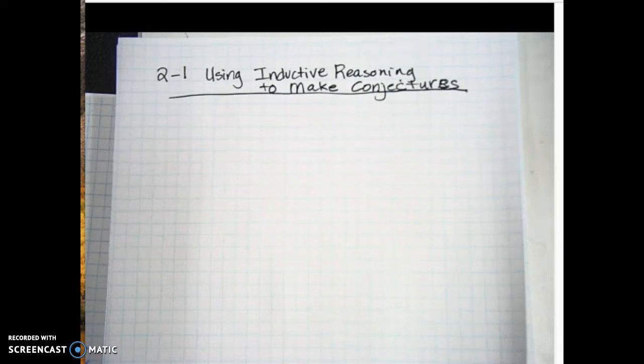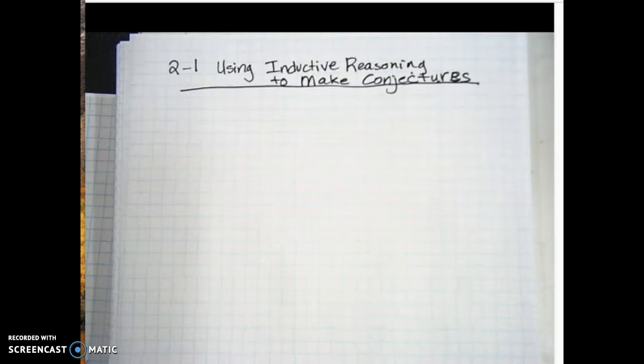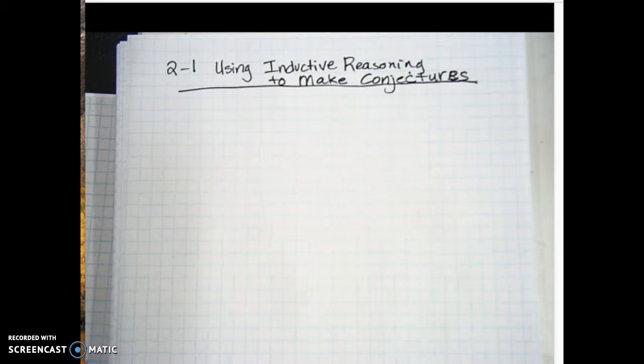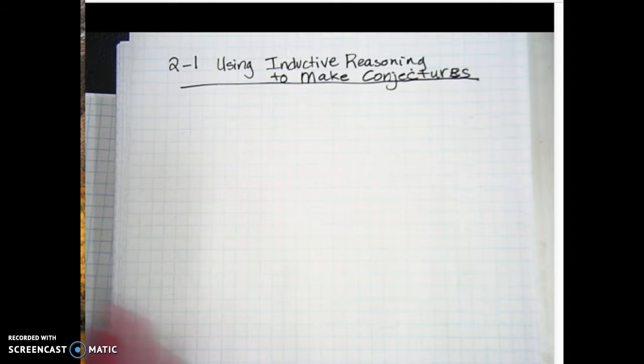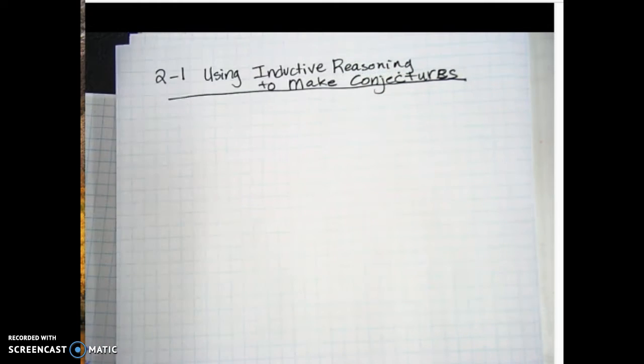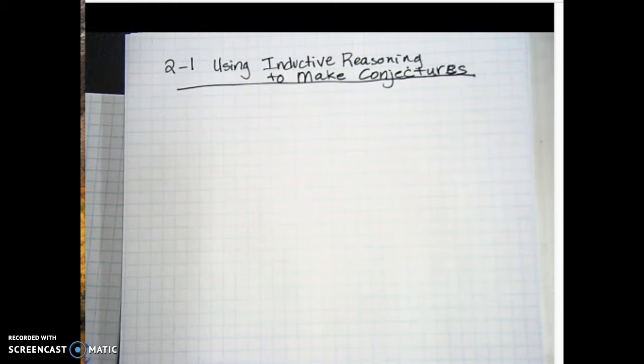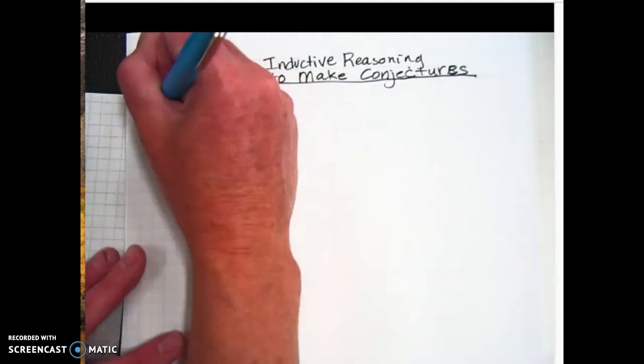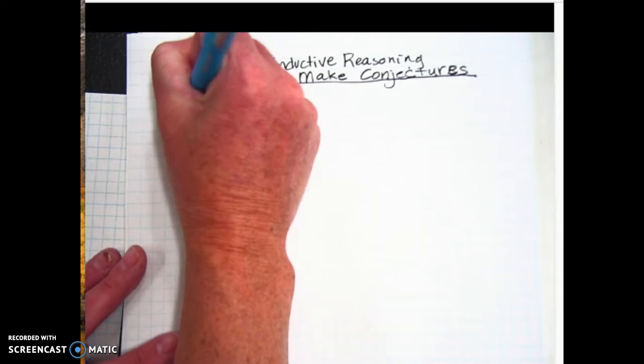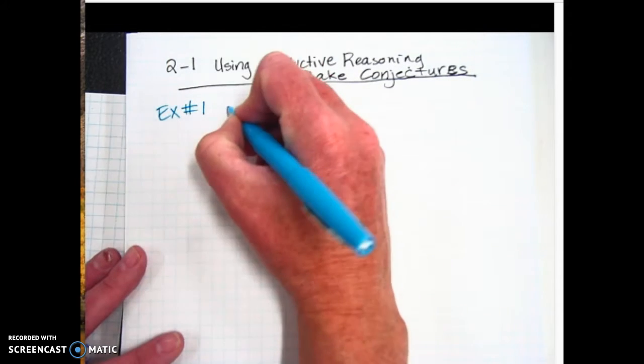So when you are at the dinner table and your parents say, "What did you learn at school today?" you can say, "I used inductive reasoning to make conjectures," and they'll be like, "Wow, you're super fancy."